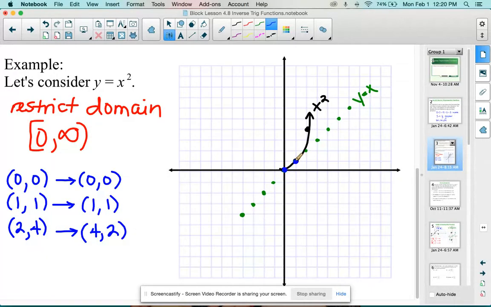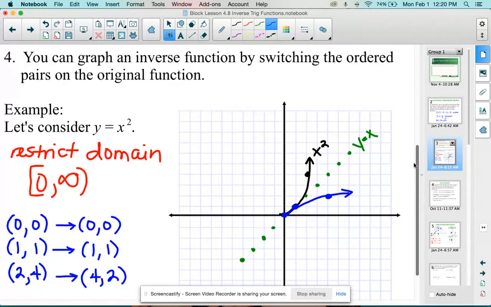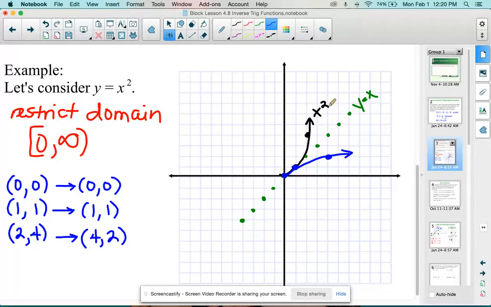So let's graph those new points, and let's make a curve out of that, and then that ends up looking symmetric to the line y equals x, okay? So you have found your inverse function graphically, and number 4 was the strategy we used, switching the ordered pairs on the original function, okay?